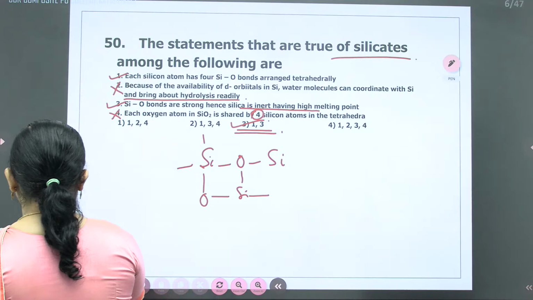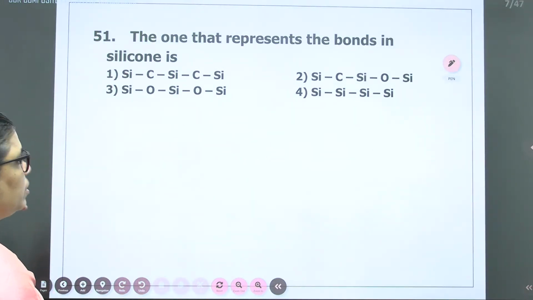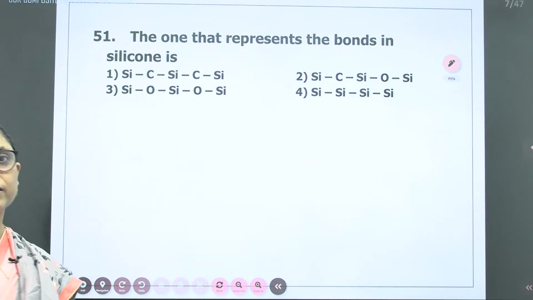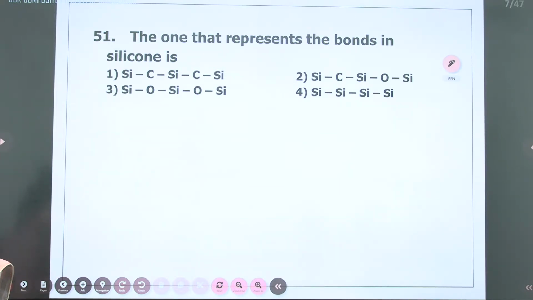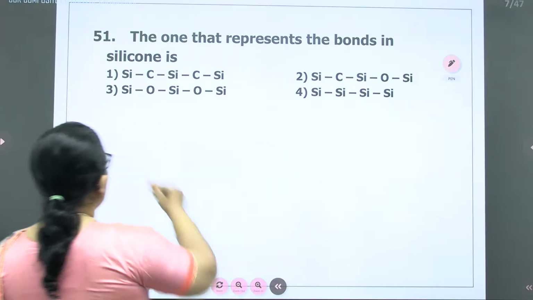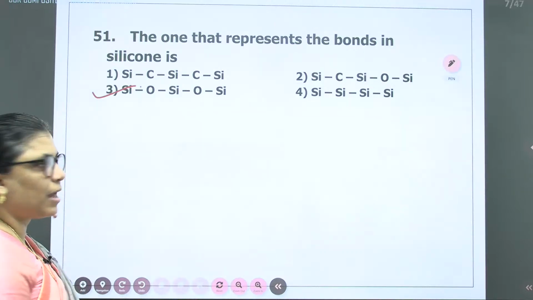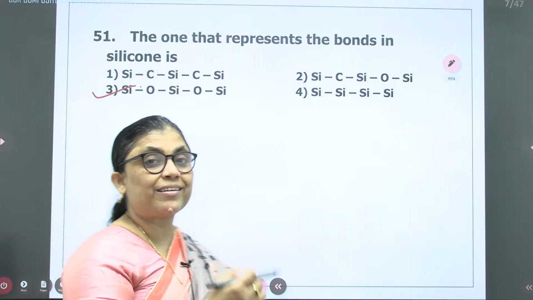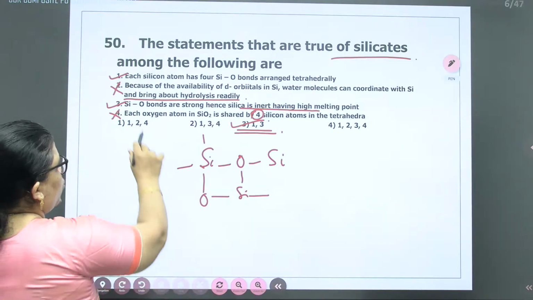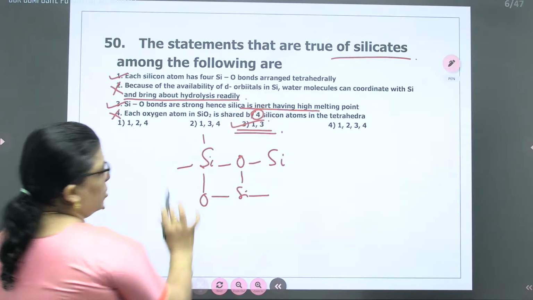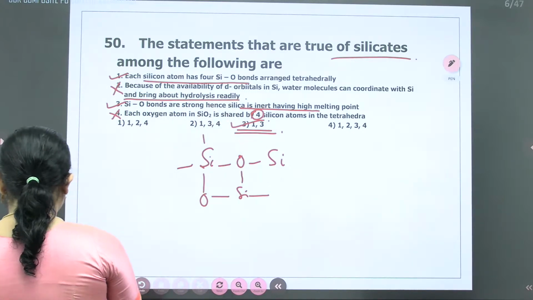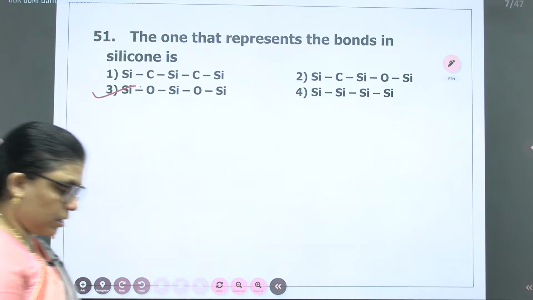Question number 51, again it is related to silicates. They said to choose the one that represents the bond present in silicates. The bond is already present in the earlier question as I have represented. We can make the option as Si-O-Si, arranged tetrahedrally. In the earlier question we said that Si-O bonds are strong, hence silica is inert. Even according to the first point, each silicon atom has 4 Si-O bonds. That's why the correct answer is the third answer.